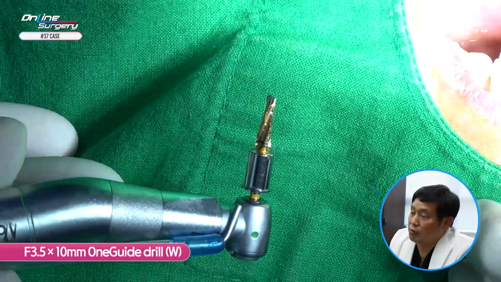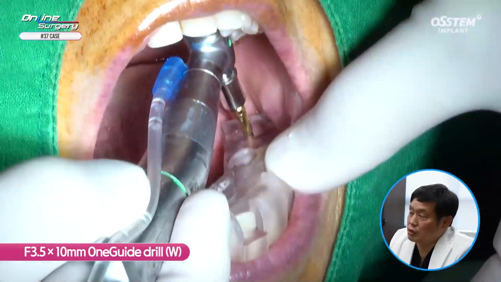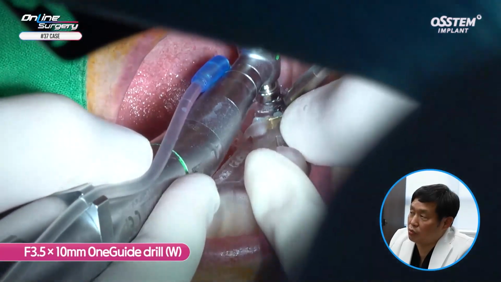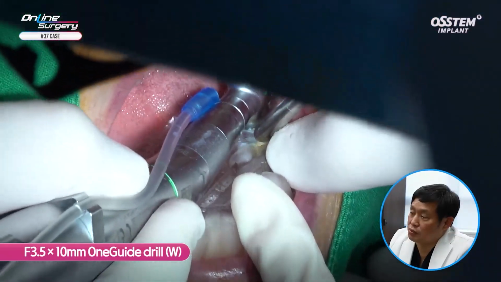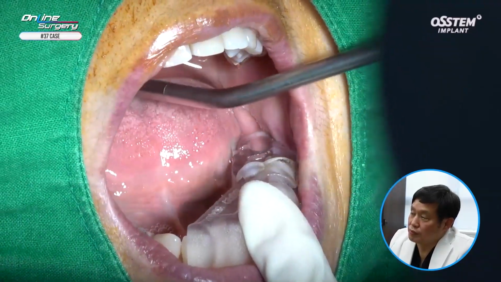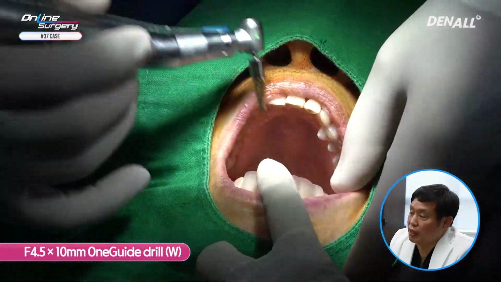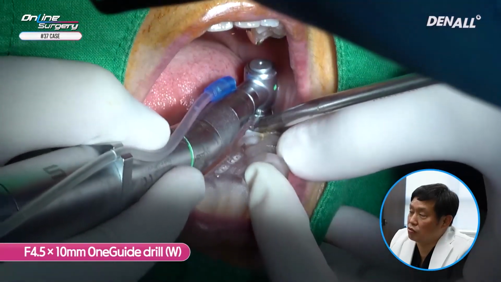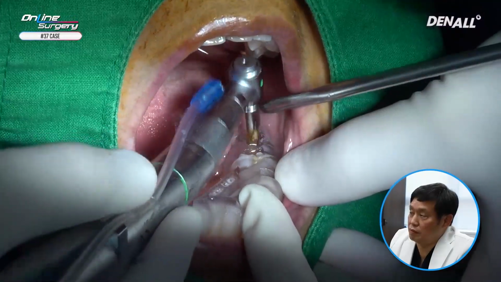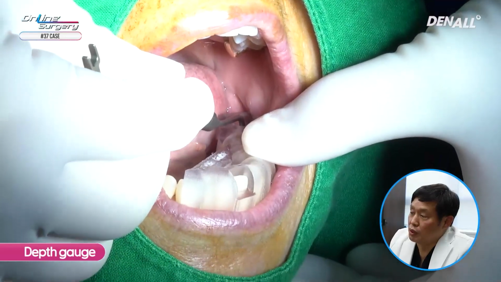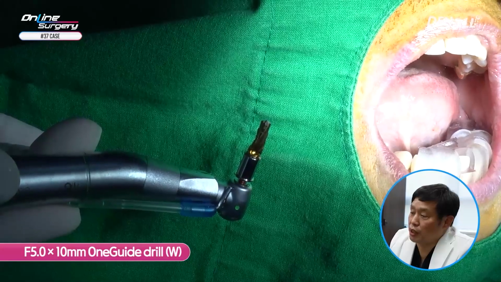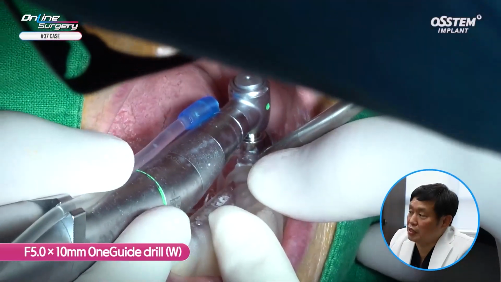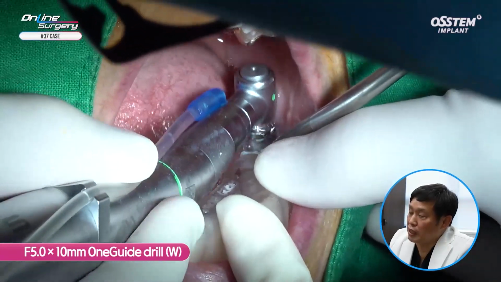Next, a 3.5 by 10 mm OneGuide drill is used full length. This is to be able to get sure and stable drilling based on the double contact concept of OneGuide. Because there's sclerotic change on the bone, I did not use 5.0. I use a 4.5 once again. Full length drilling is done. I'm using depth gauge to check the contact. Next, I'm using 5.0 by 10 mm OneGuide drill. This is final drilling. As mentioned, there's a bit of sclerotic change, so I used a 4.5 by 10 mm drill once again for drilling.